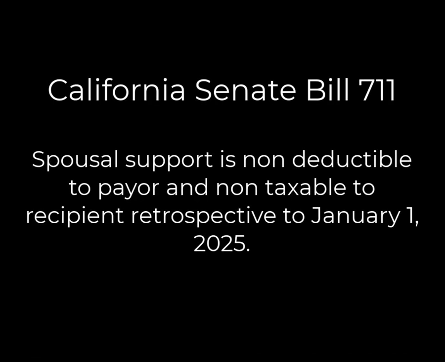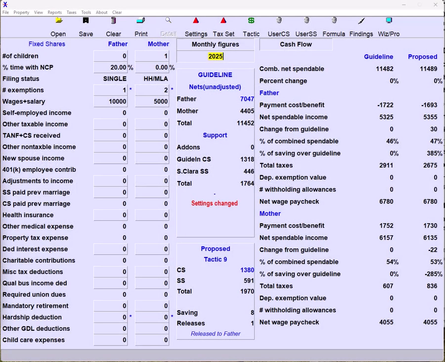With the passage of California Senate Bill 711, the California tax code now conforms to the federal tax code in making spousal support non-deductible to the payor and non-taxable to the recipient, retrospective to January 1, 2025. It is therefore necessary to set Xspouse to use unadjusted net incomes for calculation of spousal support from this date going forwards by pressing the B key on your keyboard for any new case, unless you change the program defaults in the settings screen to use unadjusted nets.